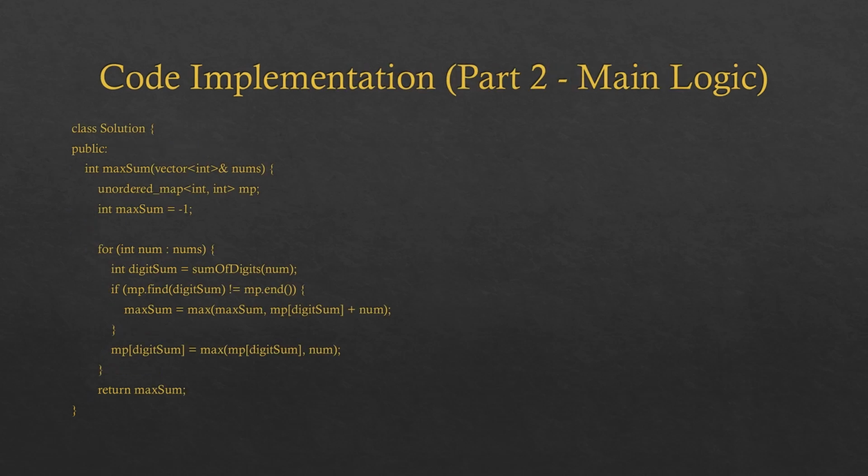Moving on to the main logic, in the main sum function, we use an unordered map to store the maximum value corresponding to each digit sum. For each number in the array, we calculate the sum of digits and check if it's already in the map. If it is, we update the maximum possible sum. Finally, we return the maximum pair sum or -1 if no valid pair is found.